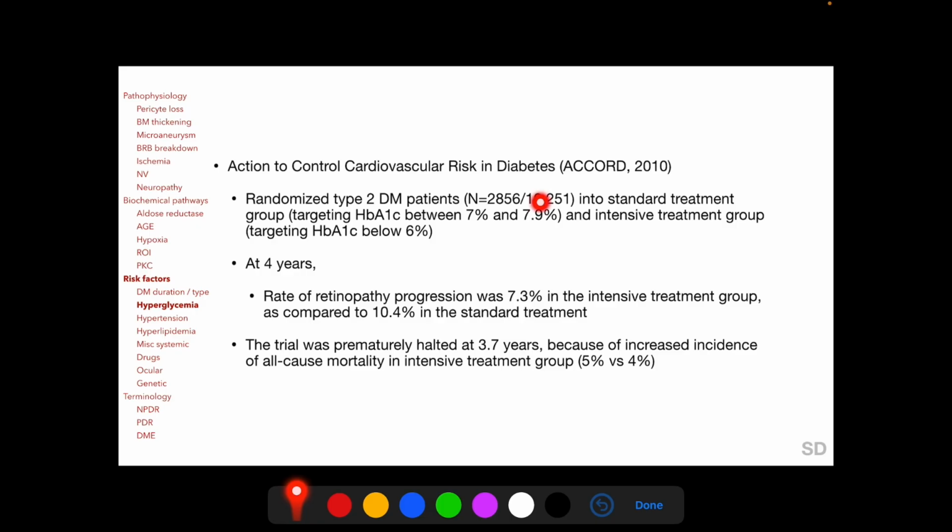Among a total of 10,251 participants, ophthalmic evaluations were done in 2856 participants for 4 years. At 4 years, the ACCORD trial found that the rate of retinopathy progression was 7.3% in the intensive treatment group as compared to 10.4% in the standard treatment group. The ACCORD trial was prematurely halted at 3.7 years because of increased incidence of all-cause mortality in the intensive treatment group.